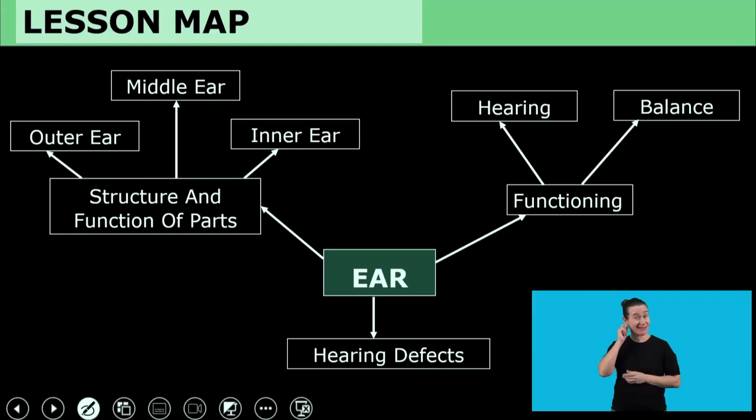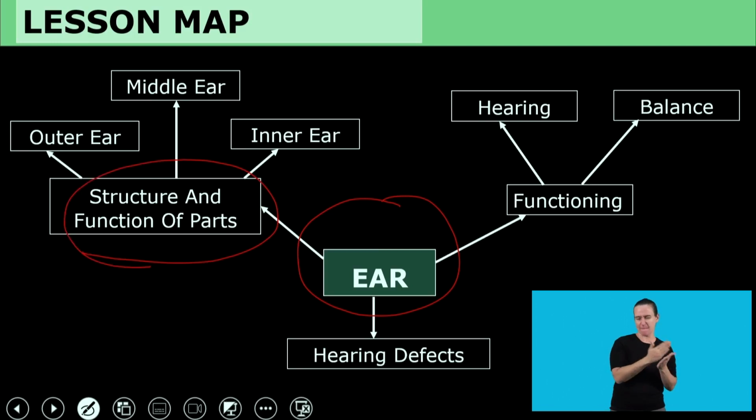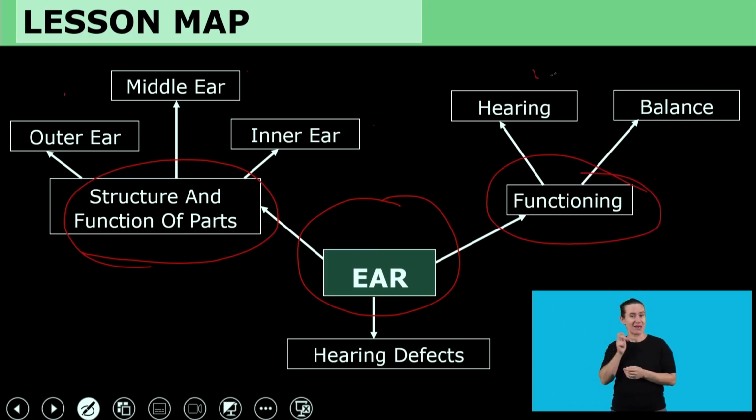Very interesting topic. The ear has different things like the structure. So we've got the ear, which has structure and functions. There are three different parts: outer ear, middle ear, inner ear. And the functioning of the ear, that's for hearing and balance. And we also have hearing defects.